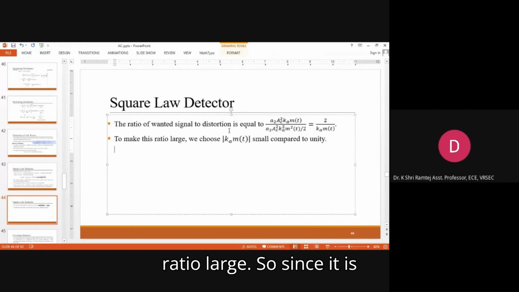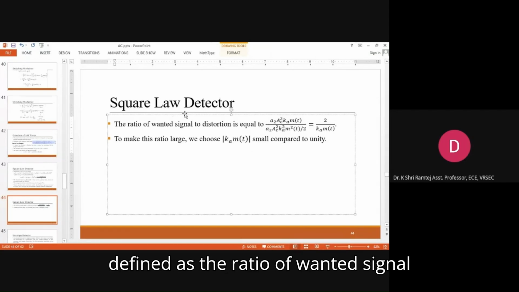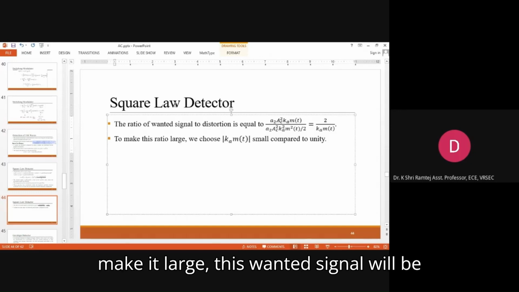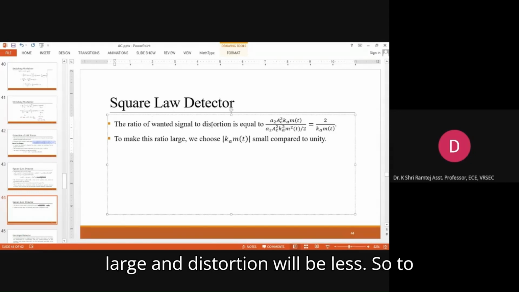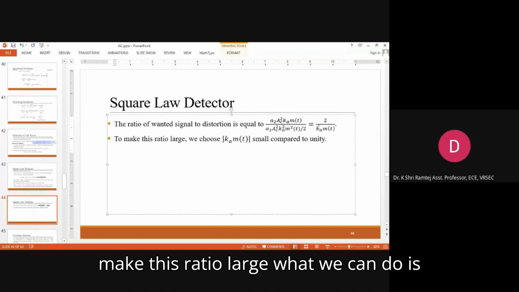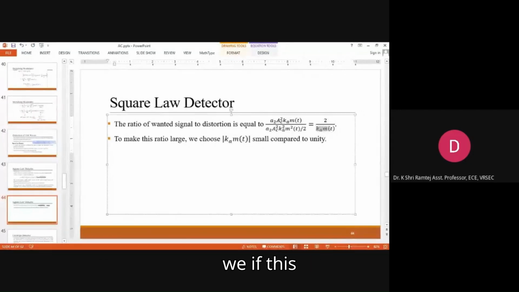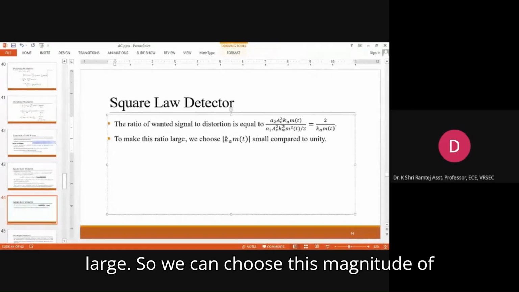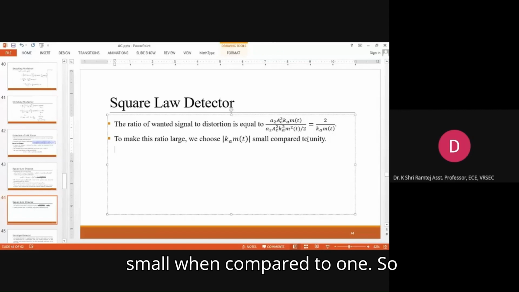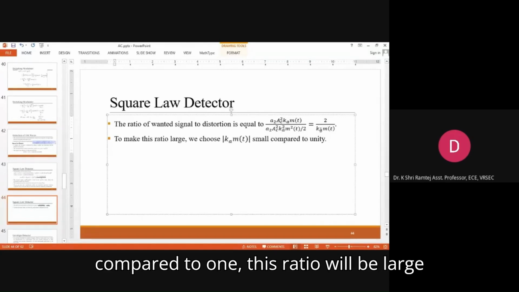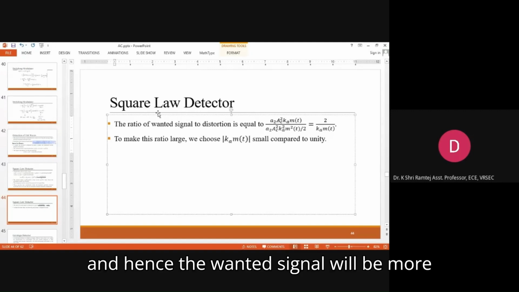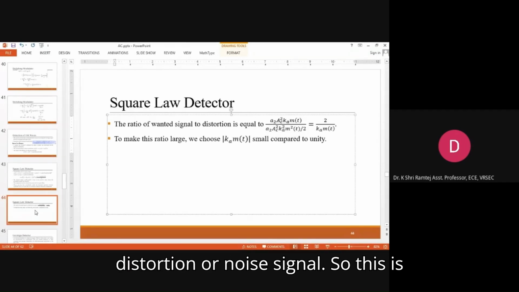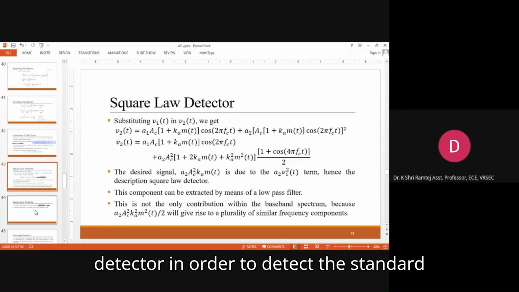Since it is defined as the ratio of wanted signal to the noise or distortion, if we make it large, the wanted signal will be large and the distortion will be less. To make this ratio large, we can decrease this denominator. If this value is very small, then the ratio becomes large. So we can choose the magnitude of k m of t small when compared to 1. When this value is very small compared to 1, this ratio will be large, and hence the wanted signal will be more when compared to the distortion or noise signal.